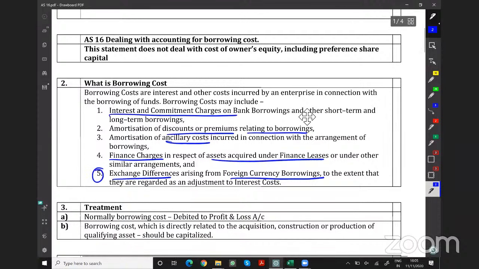We will understand the fifth point with the help of a sum. So the first one is interest, another commitment charges. The second one is discount and premium. We will take the example of discount on issue of debentures. The third one is ancillary cost, which is loan processing fees.